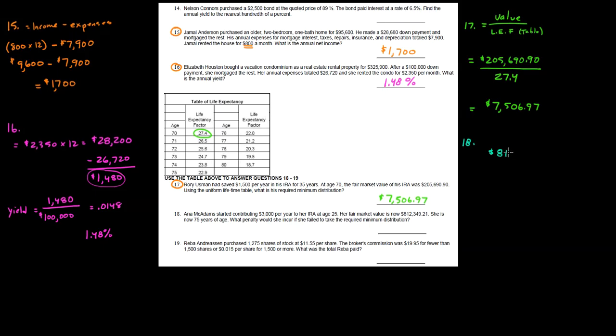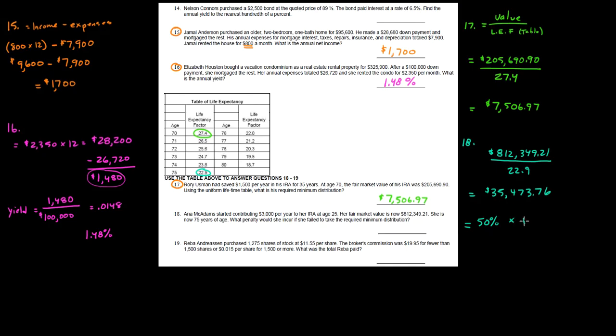It's the amount of the account, which is 812,349.21. We divide that by the age factor. This is a 75-year-old, so it looks like that would be 22.9. We divide it by 22.9, and that gives me the minimum distribution amount is $35,473.76.